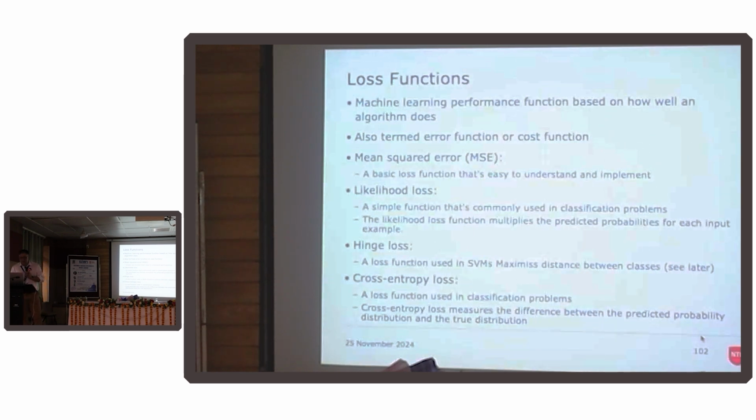That's the common method. There's also, though, we can use a likelihood loss. So basically, this is a more probabilistic view of getting it right or wrong. How many times does it get it right? How many times does it get it wrong? So it multiplies the predicted probabilities for each example. We have a hinge loss, which is used in SVM, and this is the maximal distance between the classes and the line. I'll show more about that in a bit.